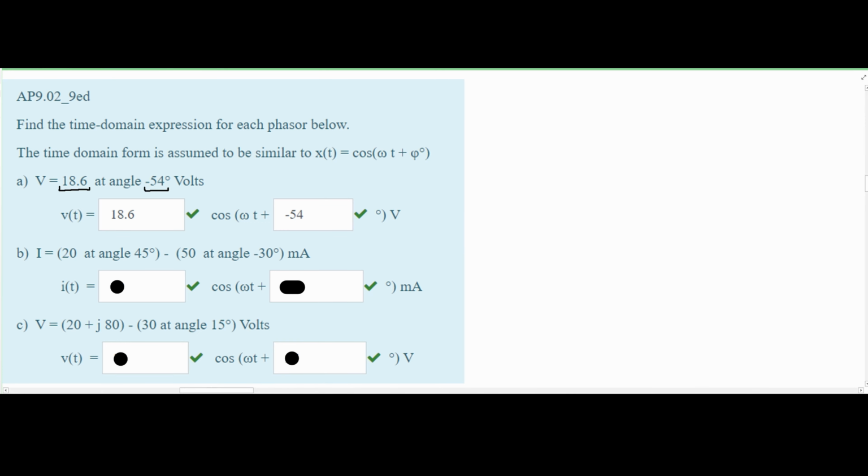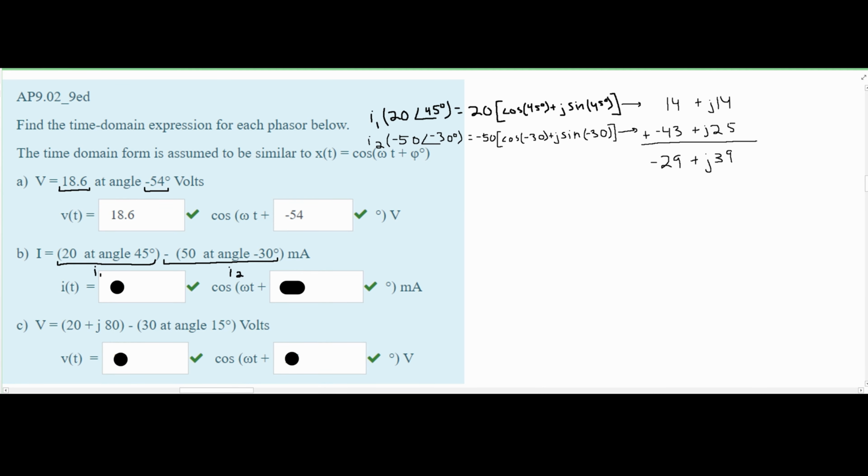For part B though, it's a little bit more complicated. Instead of just plugging these in, we have to add these together. However, we can't just add 50 to 20 and 45 to 30. Instead, we actually have to change this to, I think it's called, rectangular form. And basically what we're going to do is call this our I1 and this our I2. So I'm going to write out our I1, and after we do this, we are going to get this for both of our equations added together.